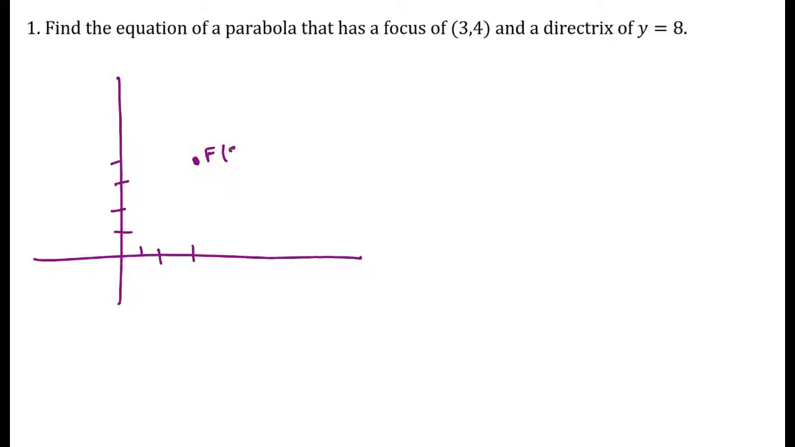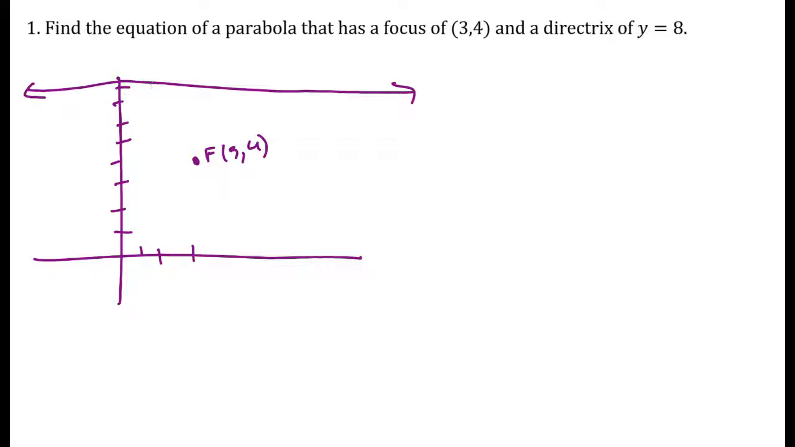Number 1, find the equation of a parabola that has a focus of (3, 4) and a directrix of y equals 8. So the first thing we need to do is sketch a picture. I have a focus of (3, 4), so that's in quadrant 1. There's my focus of (3, 4), and a directrix of y equals 8. 3, 4, 5, 6, 7, 8.